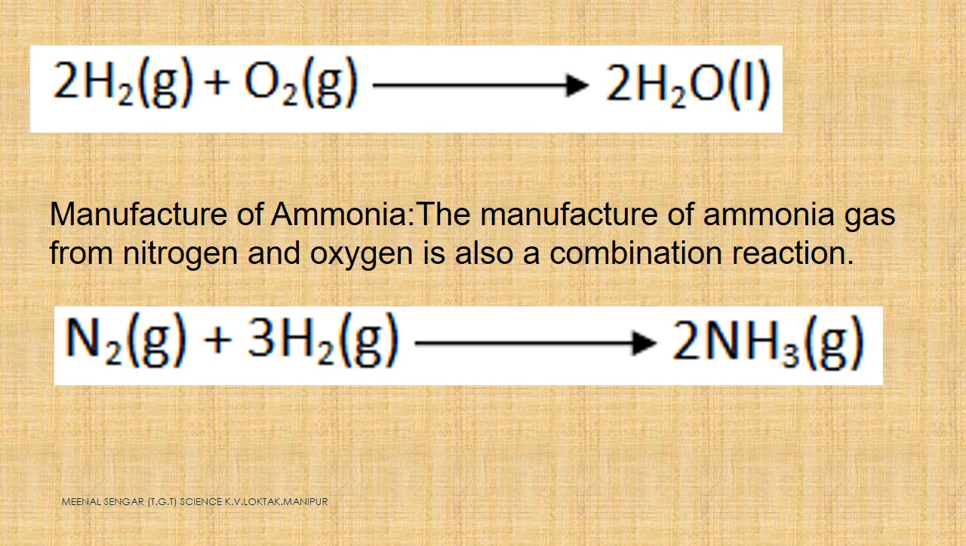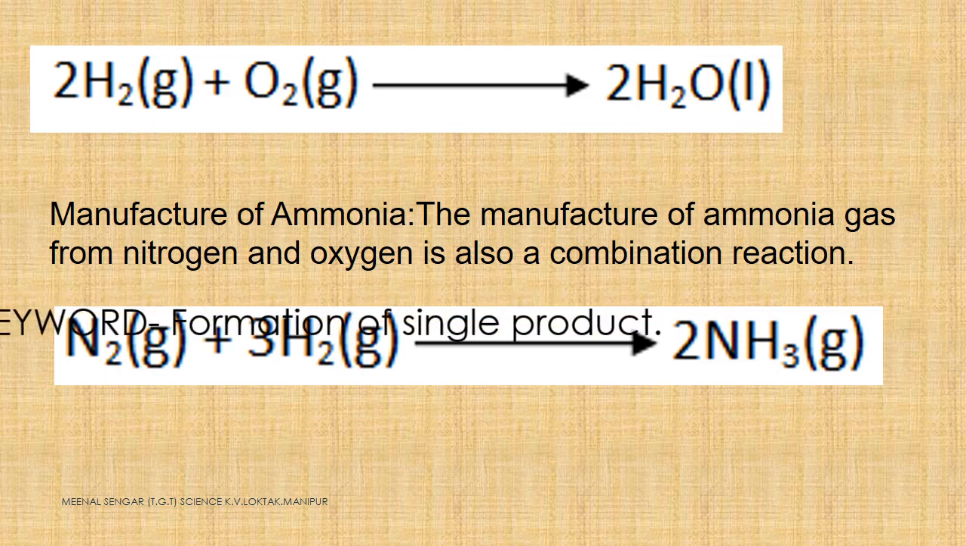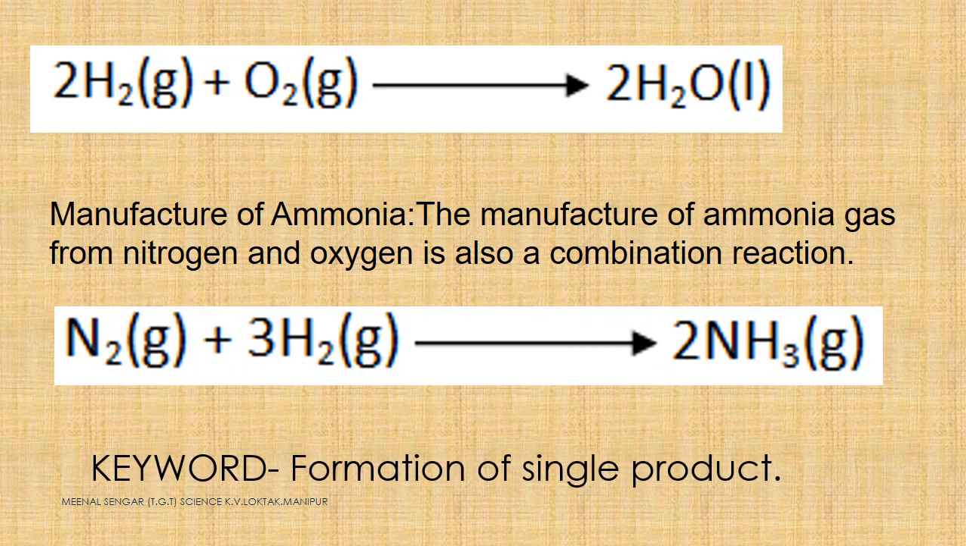From all these examples, you can generally explain what the keyword in this reaction is. The keyword is formation of a single product. You can easily recognize that when only a single product is formed in a chemical reaction, then it is a type of combination reaction.